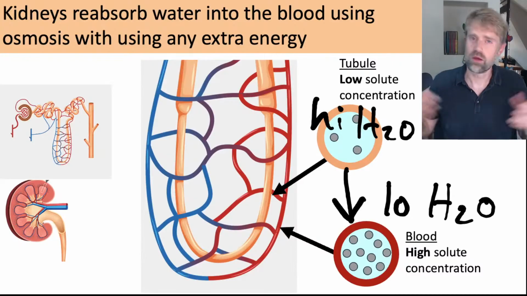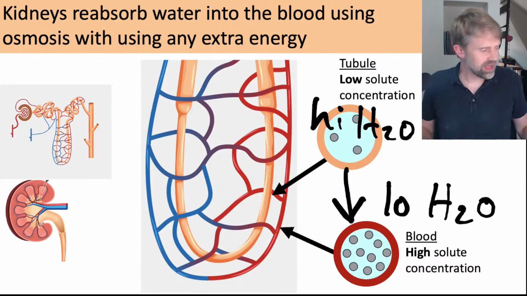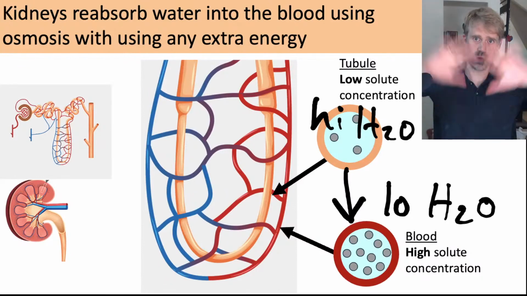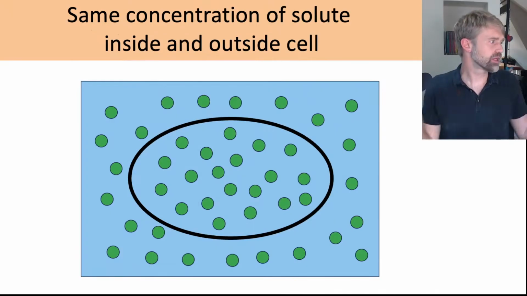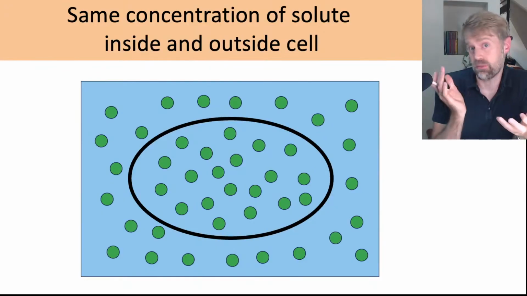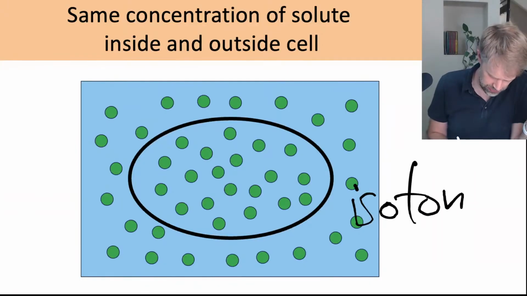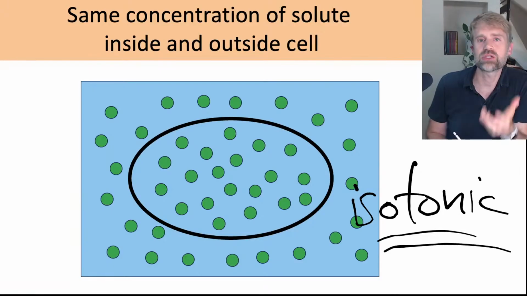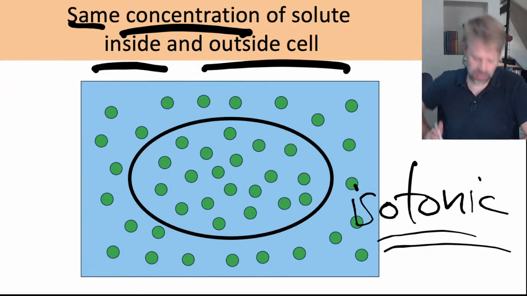Now, two more things to talk about. We're almost done. We have been giving examples of water flowing in and out of cells. Sometimes people ask, is there a special word for when the solute concentration is the same inside and outside a cell? And yes, there is. You call this isotonic. Very important. Isotonic. Same solute concentration inside and outside cells. Isotonic.